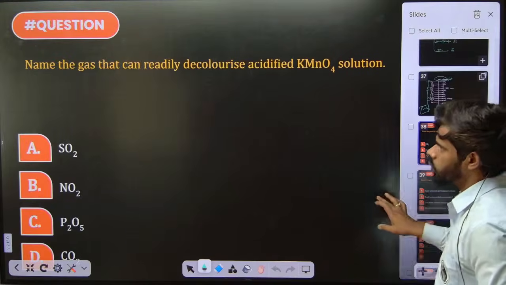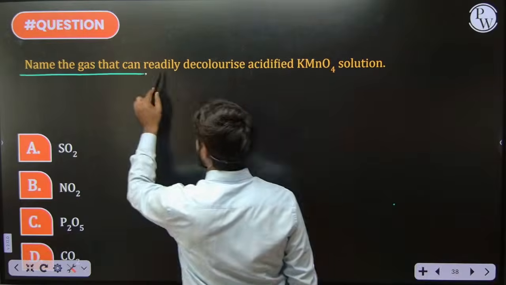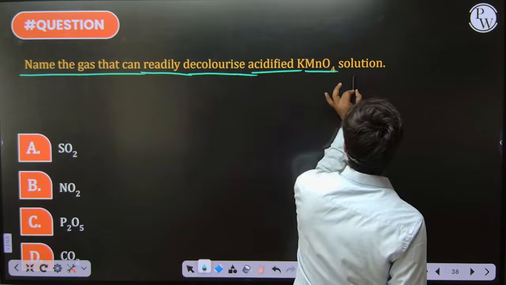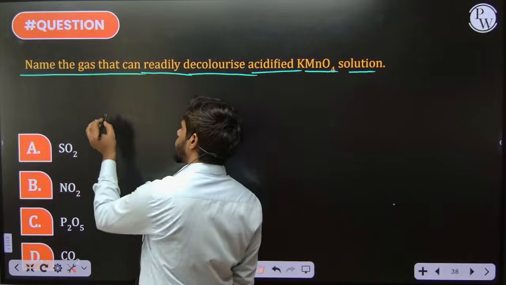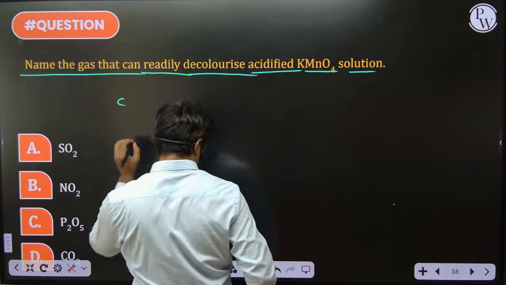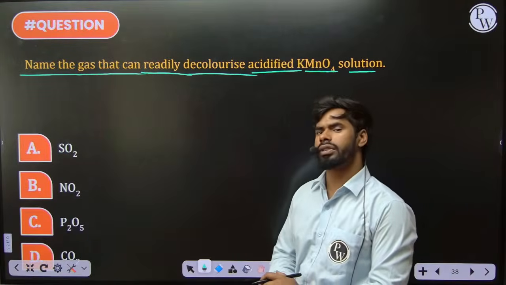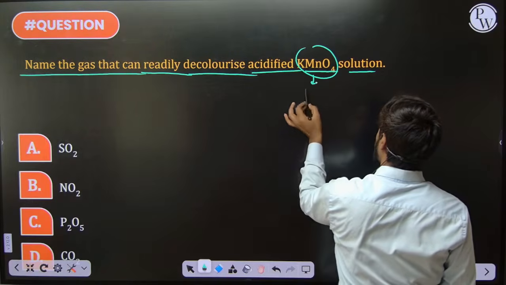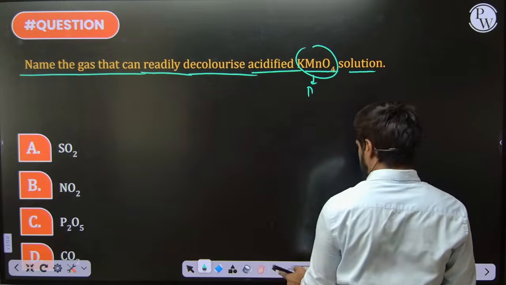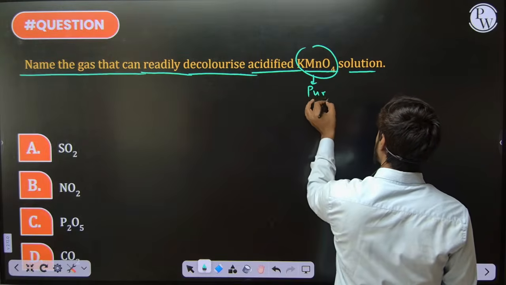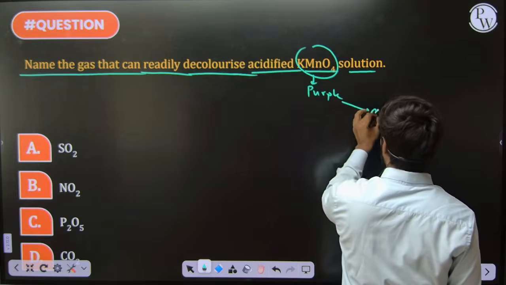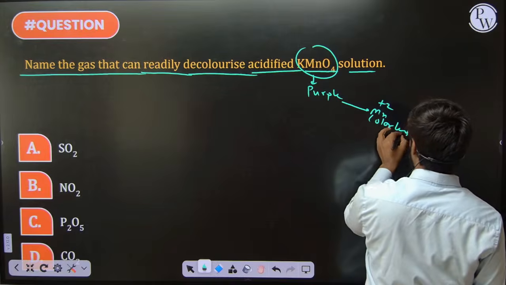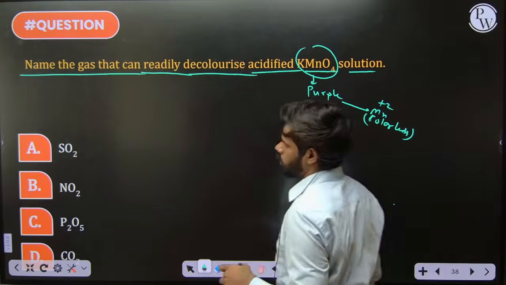Next, we can see a question: name the gas that can readily decolorize acidified KMnO4 solution. First of all, those compounds which can be oxidized are used to decolorize the KMnO4. Since KMnO4 is purple in color, it will convert into Mn2 plus, which is colorless. Okay, so let's see which option is given.